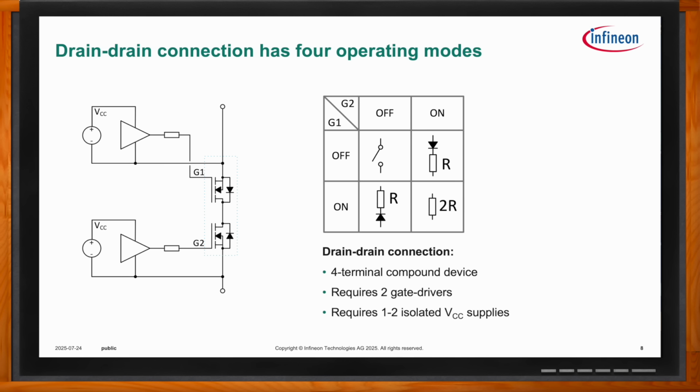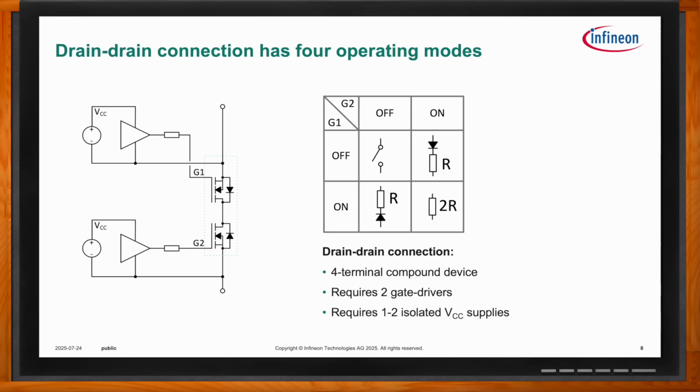It's a 4-terminal device. We don't usually bring the drain out. There's no need to. So I have source 1, gate 1, gate 2, source 2. And I do need 2 separate gate drivers. And I will need 1 or 2 isolated supplies depending on how it's hooked up, where ground is, and so on. But at a minimum, 1, but probably 2 isolated VCC supplies.